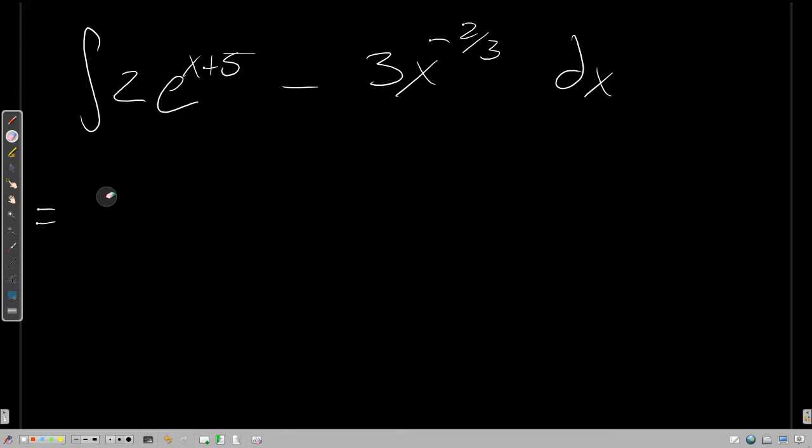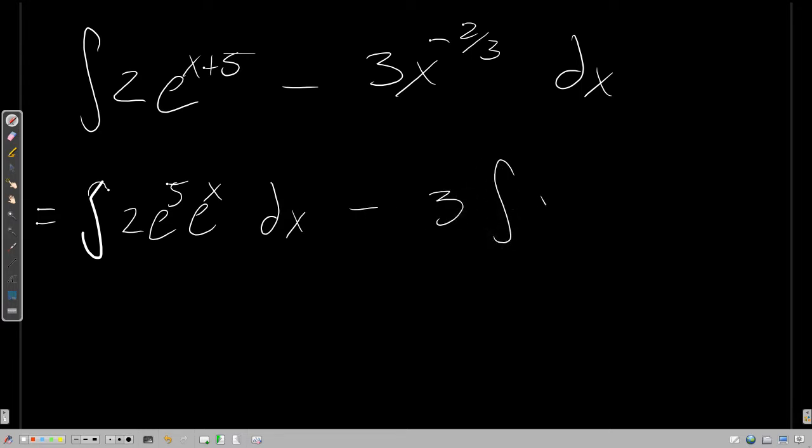So what I see here, this is an exponent, x plus 5, so all it's telling me is that this is the integral of 2 e to the 5th e to the x. I can integrate that minus this integral, and now I'm ready to go.